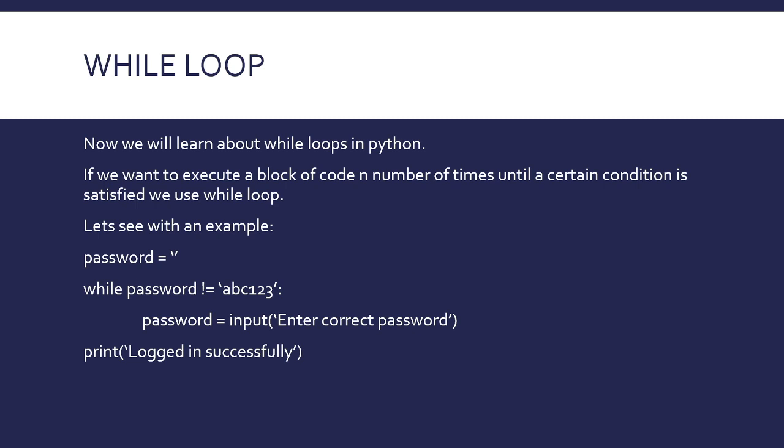and whenever the user enters abc123, which is the correct password, the while loop will be stopped, and the print statement that says logged in successfully will be executed. That print statement is outside the while loop, it is not inside it. So let us see this by an example.